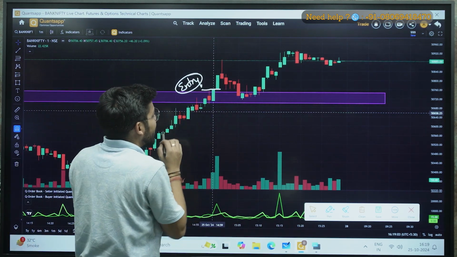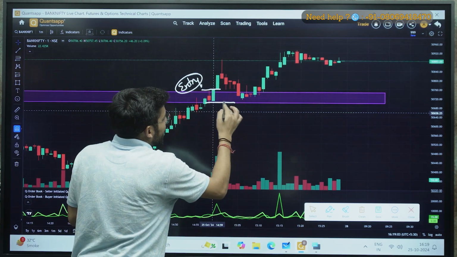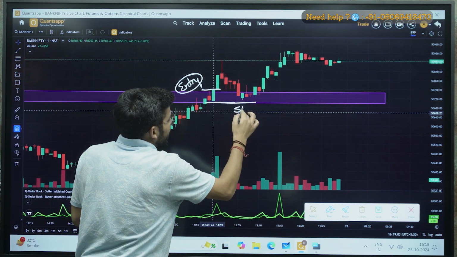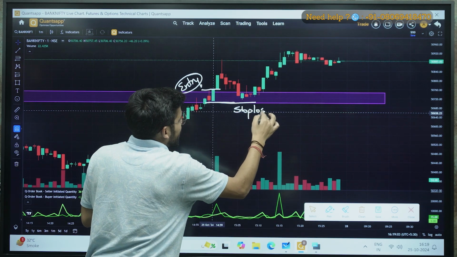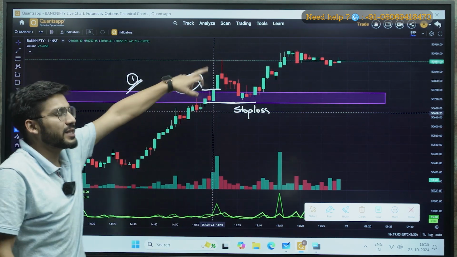The second thing is what could be our stop loss. If I'm making this zone, then the lower band of this zone will be my stop loss, right? So this is the first method with which you can trade in the upward direction, right?